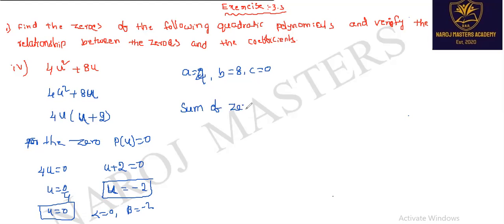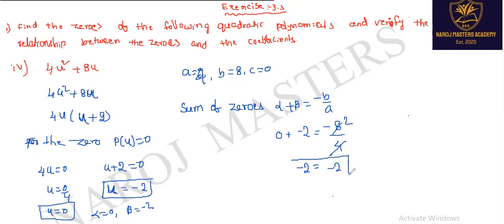Sum of zeros, that is alpha plus beta equal to minus b by a. So alpha is 0 plus beta is minus 2. And here minus b is 8 by a is 4. So this is minus 2 equal to minus 8 by 4, which is minus 2. So on LHS is equal to RHS.